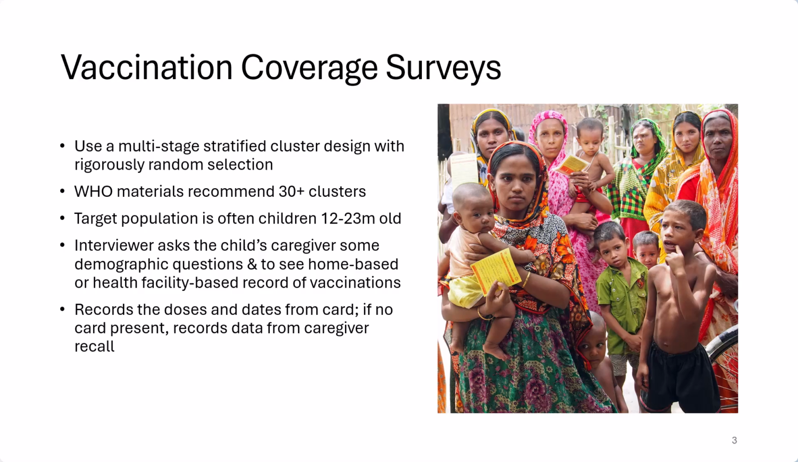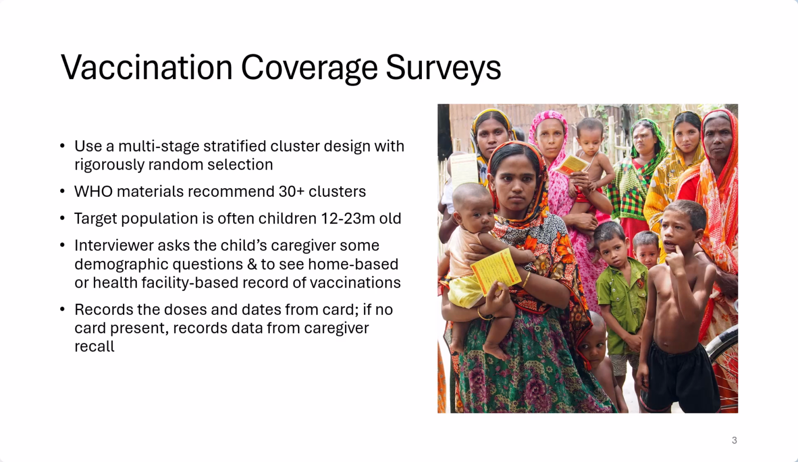Vaccination coverage surveys typically use a multi-stage stratified cluster design. In the best cases, there's rigorously random selection at every stage. The WHO materials recommend that each survey stratum should have 30 or more clusters in order to estimate coverage well. And for those who don't know, the target population for this work are children who are exactly 1 year old. They've had their first birthday, but not their second birthday.